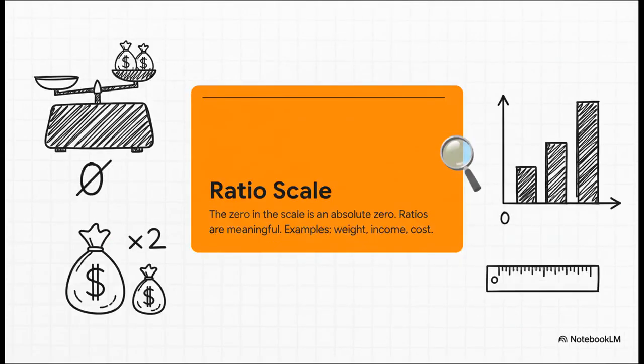And that brings us to the top of the pyramid, the ratio scale. This has everything the interval scale has, but with one huge advantage: a true absolute zero. A zero that actually means nothing or none. Think about weight or income. 0 kilograms means no weight. $0 means no money. And because we have that true zero, we can now make meaningful ratios. We can say that 20 kilograms is truly, literally twice as heavy as 10 kilograms.